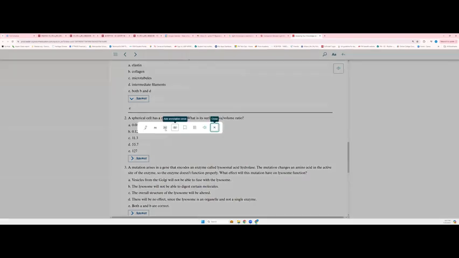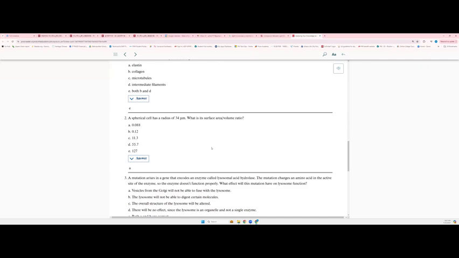Okay, this one is easy. Radius, right? Radius. Let me calculate the notation. So surface area, right? Surface area is 4 pi r squared, right? Volume is equal to 4/3 pi r cubed. So SV equals, this is R.